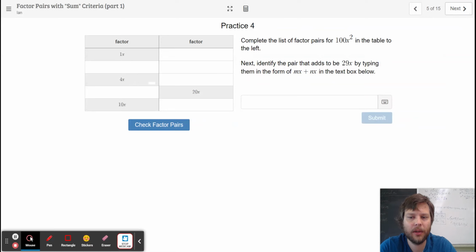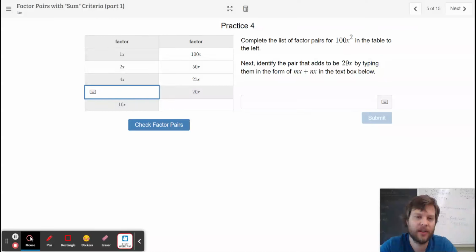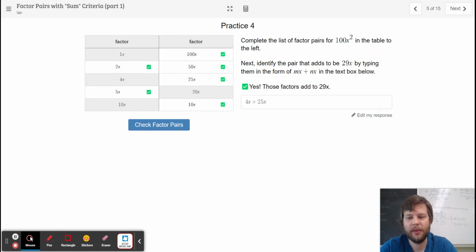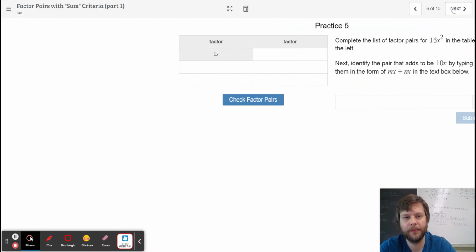Here, there's a couple more factor problems. 1 times 100, 2 times 50, 4 times 25, 5 times 20, and 10 times 10. Out of all of those, the one that adds up to 29 is 4x plus 25x. So if you're able to come up with these factor pairs and choose the one that adds to the correct number, you're ready to do factoring.